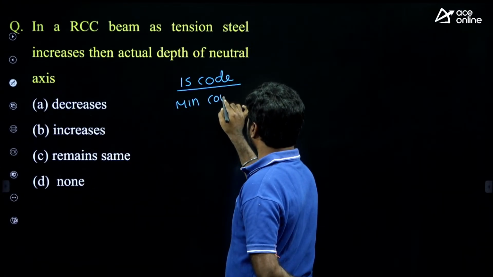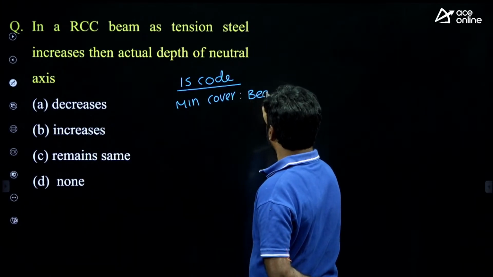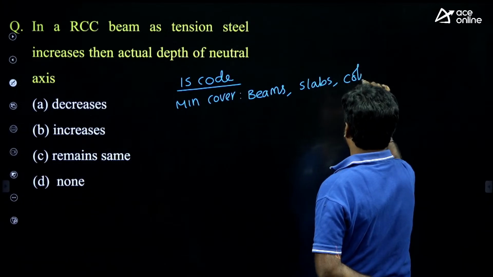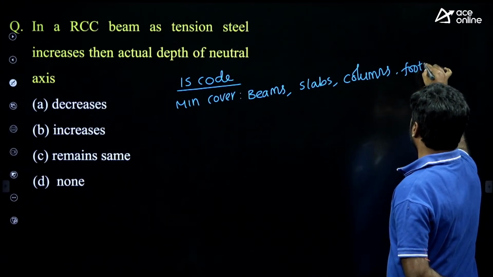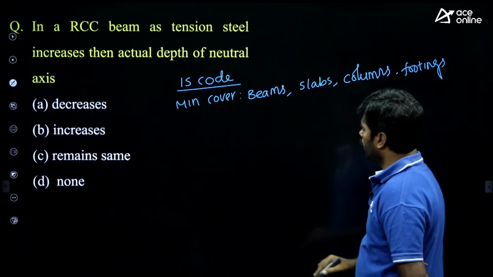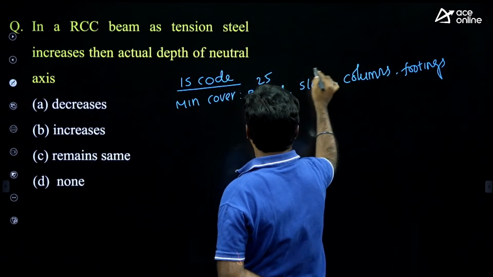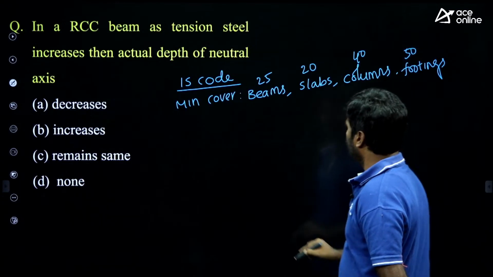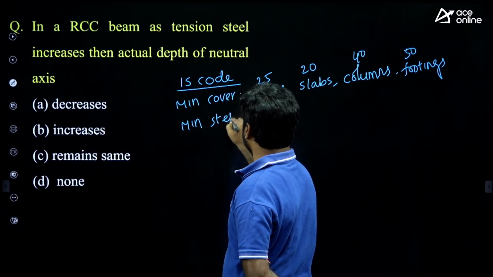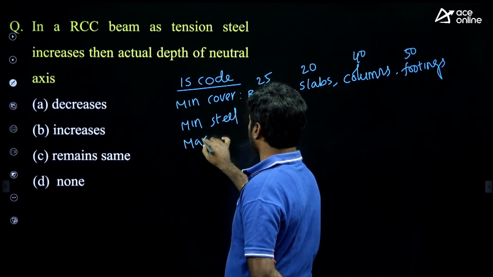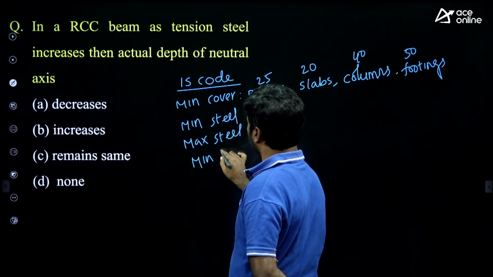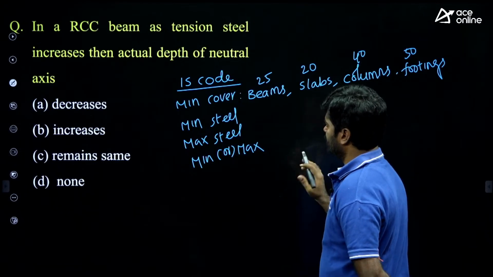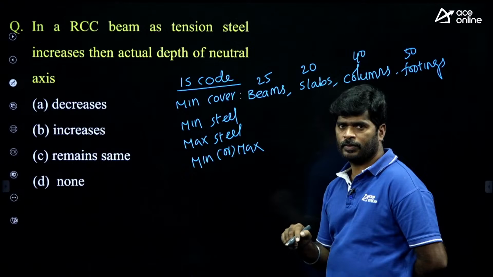Minimum cover. For beams, for slabs, for columns, for footings, you can check it. Go through once. It is 25 for beams, for slabs, my dear, 20, columns 40, special cases will be there, you go through once. Footing 50. Next one, minimum steel in beams, slabs, columns, footings. Then maximum steel. Then minimum or maximum diameter, whatever is recommended by IS code. Mainly you can focus on this. One question compulsory from this.